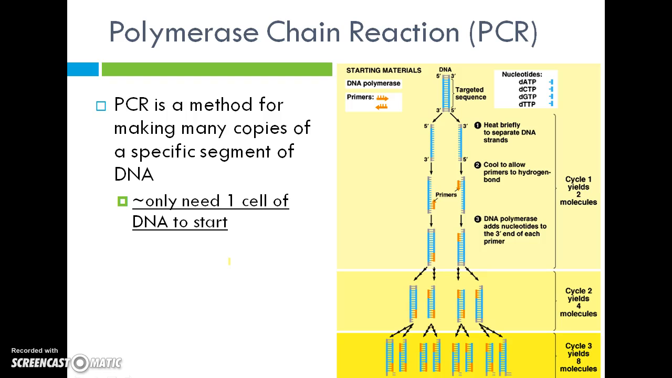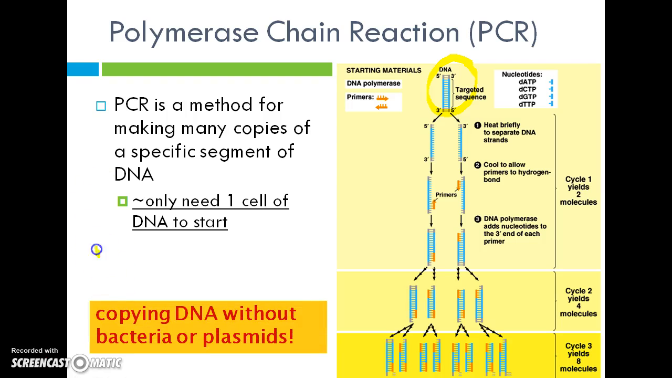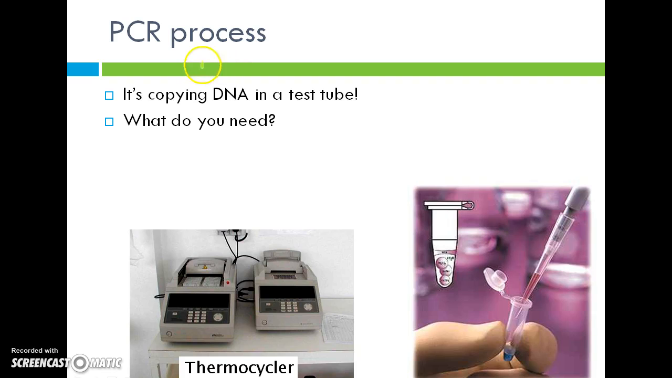And the cool thing about it is that we can start with just one piece of DNA, and we can make hundreds of thousands of those same pieces of DNA. And the reason we do this, the why, is because we can copy the DNA without the use of bacteria or plasmids. What we're really doing is copying DNA in a test tube.